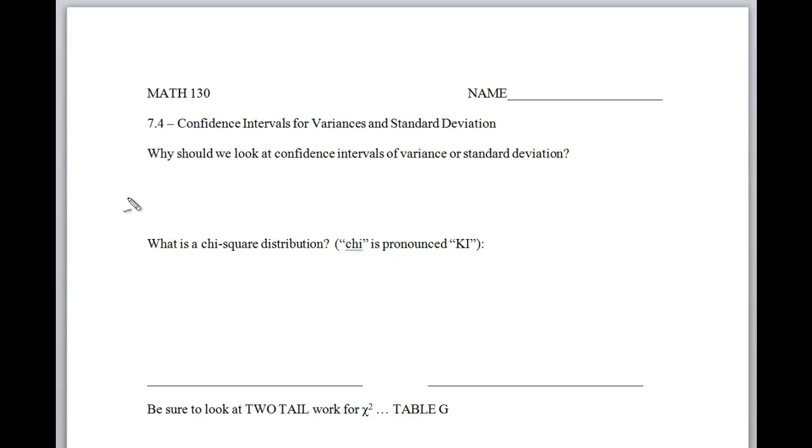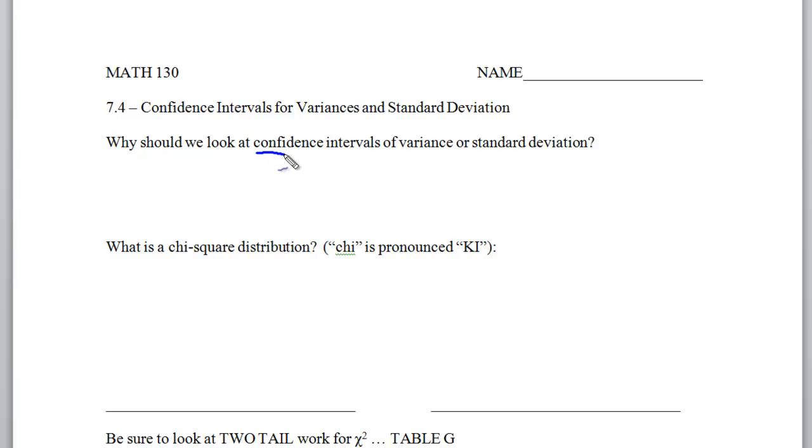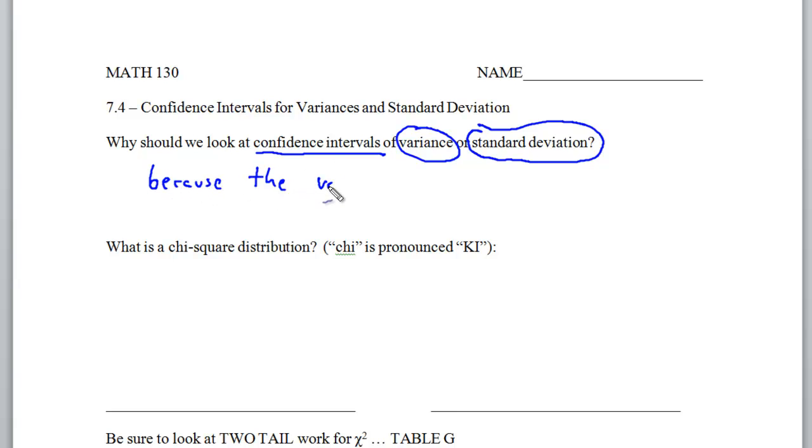And first, what's probably best is to get to the why of this. Why should we look at confidence intervals of variance and standard deviation? Because back in Chapter 7, we learned about finding confidence intervals of the average and not the variance and not the standard deviations. So why should we look at these confidence intervals for these two things? Well, it's really because the variances and the standard deviations can be very important.